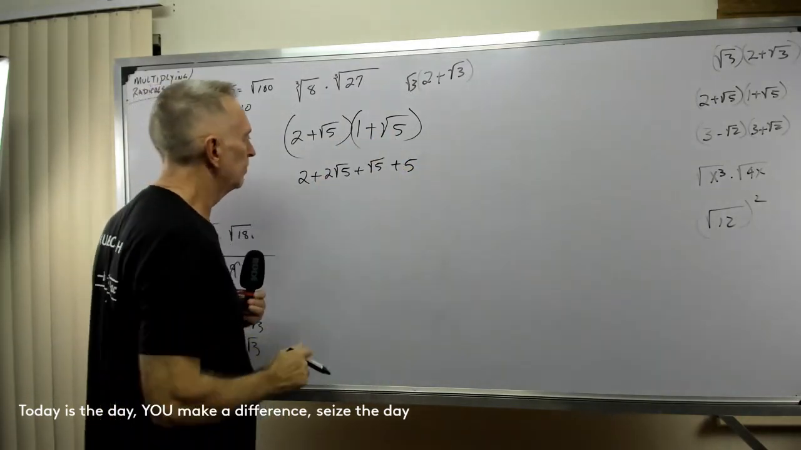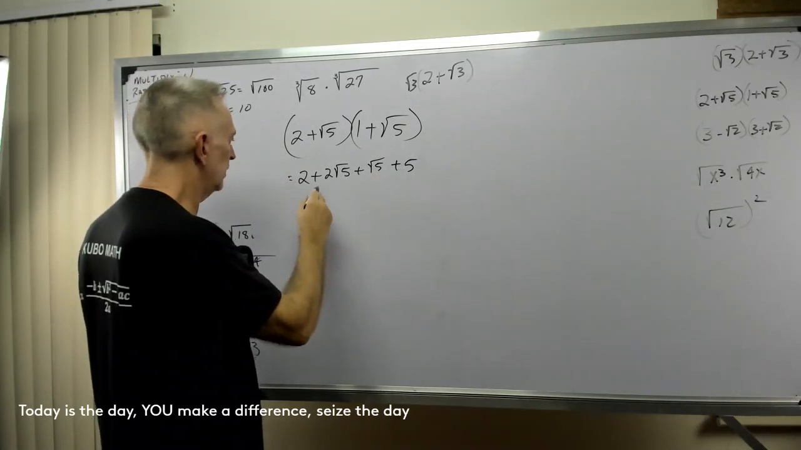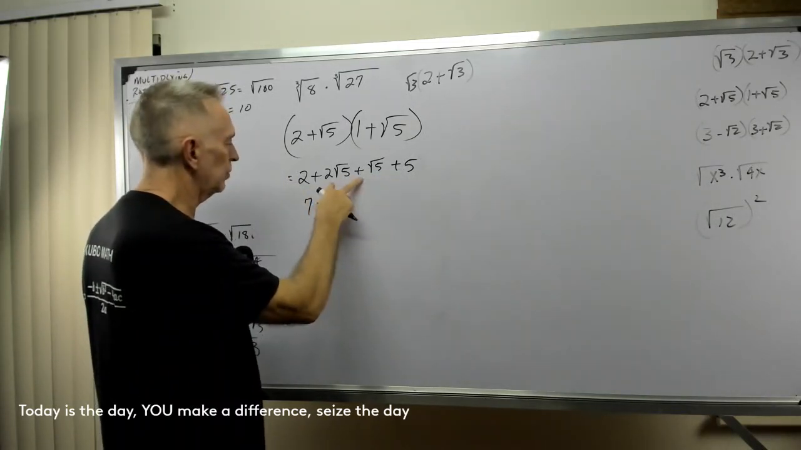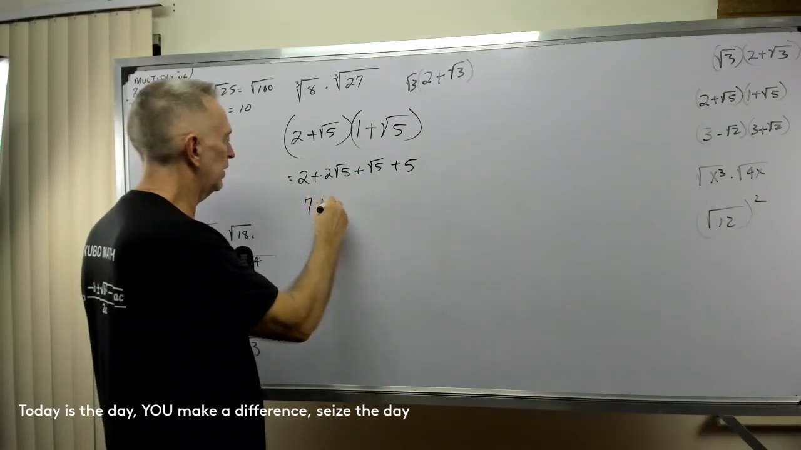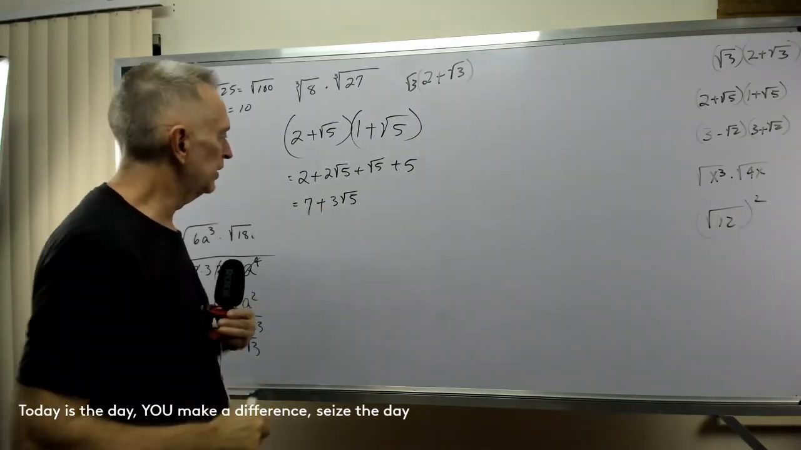The radical sign drops. So now I have 2 plus 5 is 7, plus 2 square root 5 plus 1 square root 5 gives me 3 square root 5. So I have 7 plus 3 square root 5.